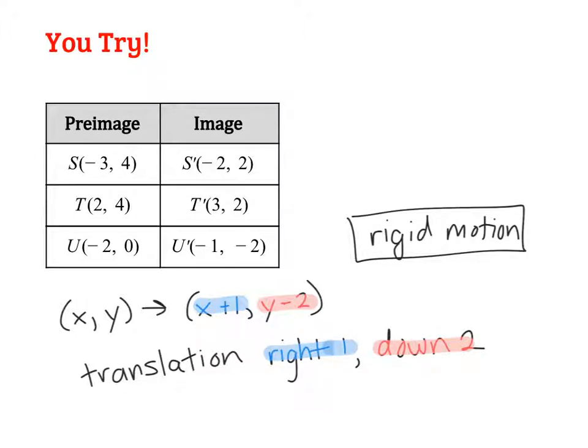So hopefully you were able to see that the change in x values was always adding 1. So you can see x plus 1. And to go from pre-image to image for my y values, I'm subtracting 2. So since I'm adding or subtracting, we call it a translation, which shifts it left or right or up or down. So since I have x plus 1, I know it's going to move it to the right 1. And since I have y minus 2, I know that it's going to move it down 2. Since I'm just translating or shifting my figure, it does represent rigid motion.